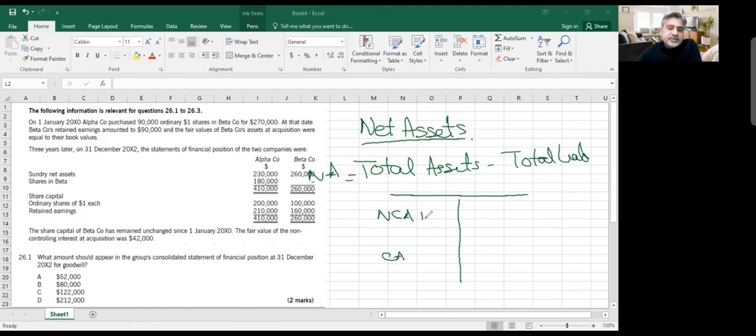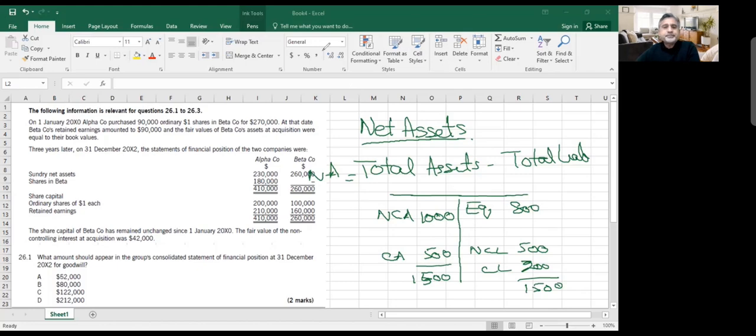Okay, so let's suppose that you've got non-current assets of 1,000, current assets of 500, so your total assets are 1,500. Here you've got your non-current liabilities, which are 500, your current liabilities, which are 200, and of course you have your equity, and you know that equity consists of share capital, share premium, retained earnings, and reserves. So in order to make it 1,500, equity is 800. Okay, this is how you make the balance sheet.